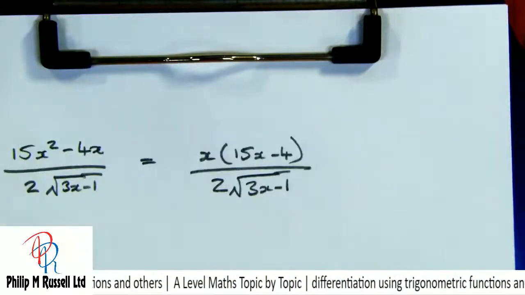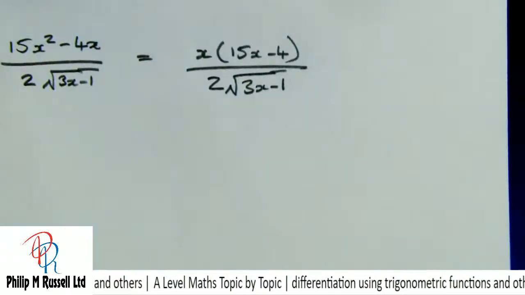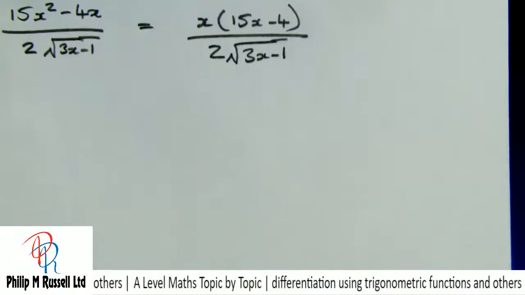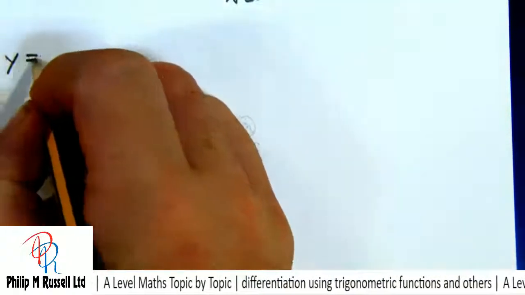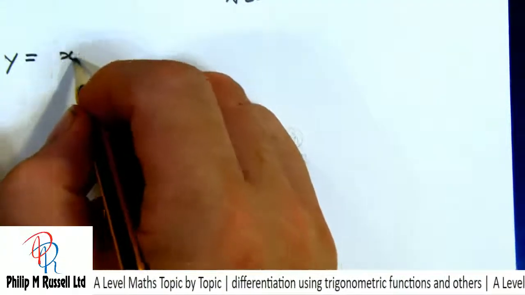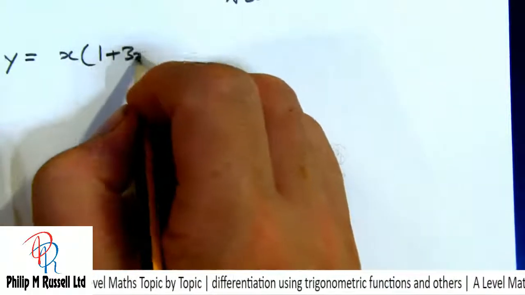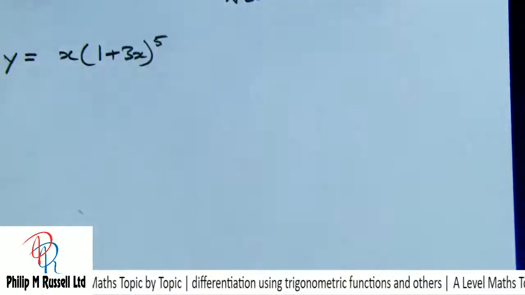Ugh, horrible. Trying to see some of these things, not really very nice. We'll do one more. Let's suppose I've got y equals x times 1 plus 3x to the 5 again.